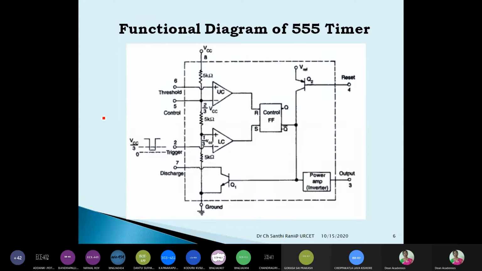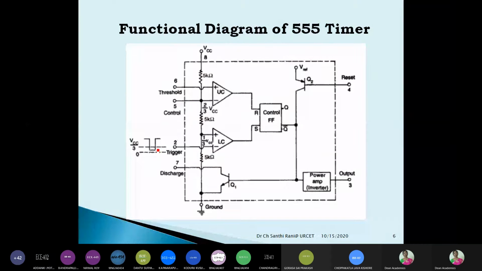Therefore, sometimes you get questions only on the functional diagram. Whether they ask you or not, if you draw the functional diagram and explain it, you will get full marks in the examination. Sometimes they ask separately: explain the functional diagram of the 555 timer. So it is very, very important for all of you. It is not sufficient if you take the snapshot. Please draw this diagram in your notebooks also. After completing the drawing, you share it in the chat box.